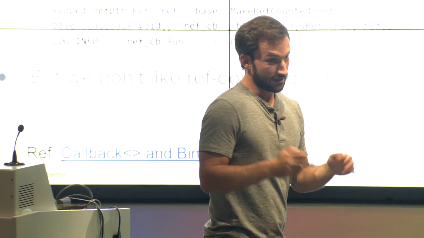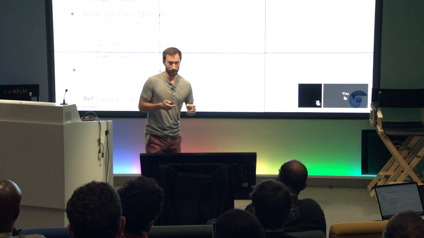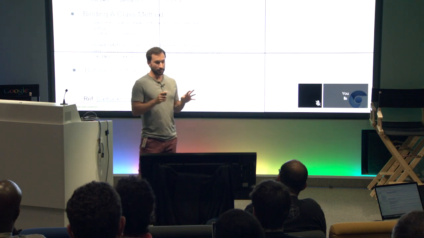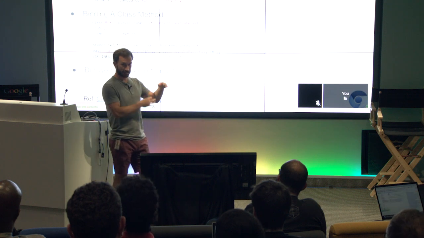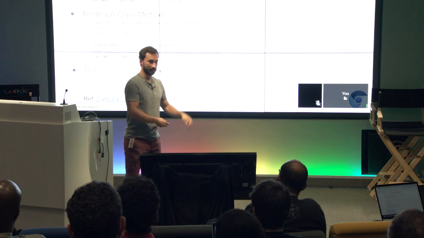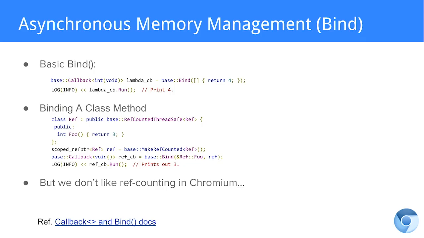But we do not like ref counting in Chrome. We try to avoid it as much as possible. How do we do this? The next slide is full of text, but I have other slides coming up after it to try to ease it on you. So don't squint too hard.